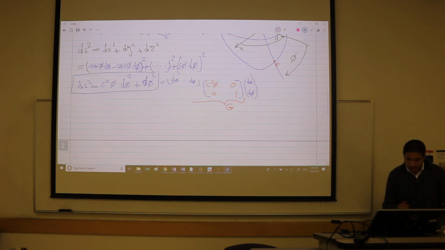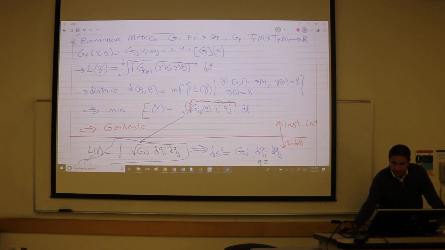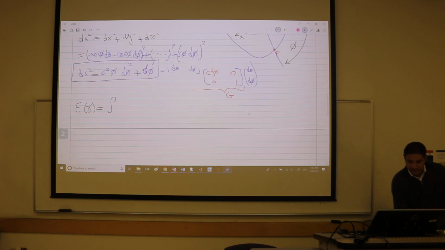So here I can also define the energy of the curve. It's simply the integral of, remember this, the energy of the curve. You can define it as g_ij dq^i dq^j, or with the dots and dt. We prefer with the dots and dt, so I'll carry this over as cosine squared phi theta dot squared plus phi dot squared dt. And we want to minimize this, subject to no constraints, so this is your Lagrangian.